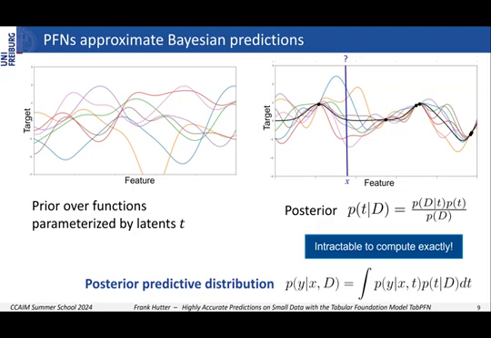So then you typically use this posterior in order to compute the posterior predictive distribution by using the posterior over the latents and multiplying it with the probability of observing the y's given the new x and these latents. And you integrate out over all the possible latents.